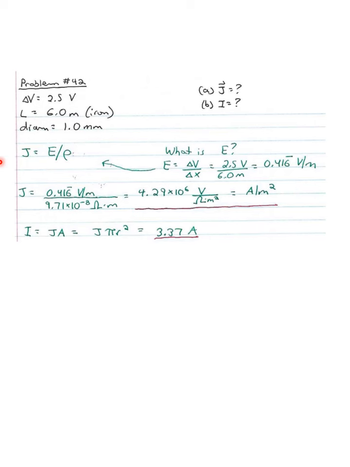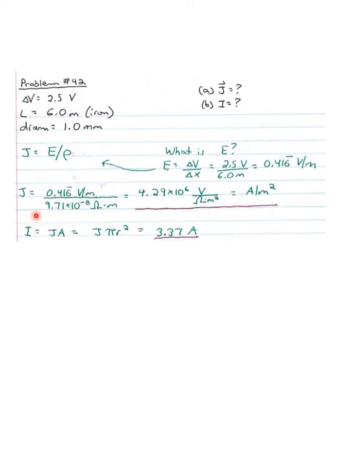Now we're going to plug that into this equation for current density, E over rho. Well, there's E, the electric field, 0.4166 volts per meter, divided by rho, the resistivity for iron. We look that up in the table. We get 9.71 times 10 to the negative 8 ohm meters. And we're left with 4.29 times 10 to the 6th.